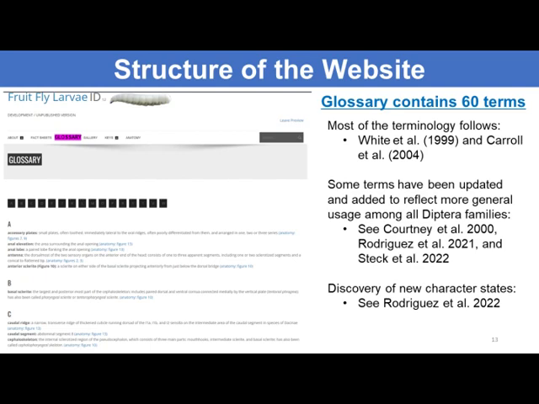Here we are using the glossary published by White et al. 1999, some terms that we adopted from Courtney et al. 2000, those that we discovered in 2021 by Rodriguez et al., Steck 2022, and recently those characters discovered by Rodriguez et al. 2022.